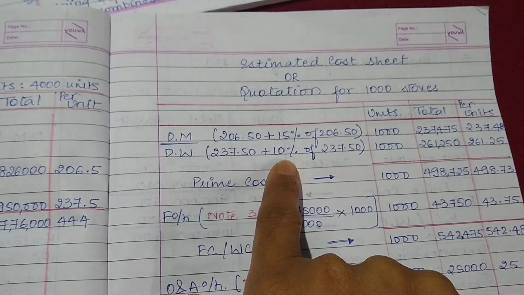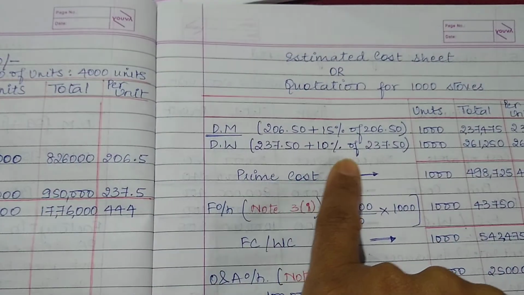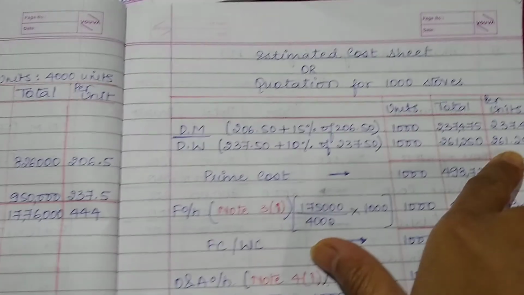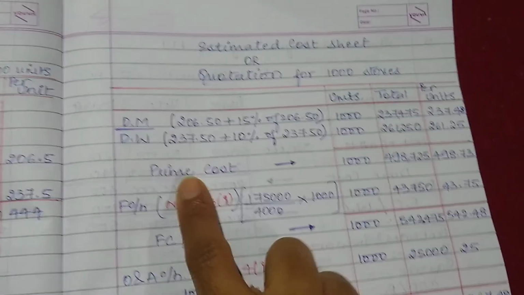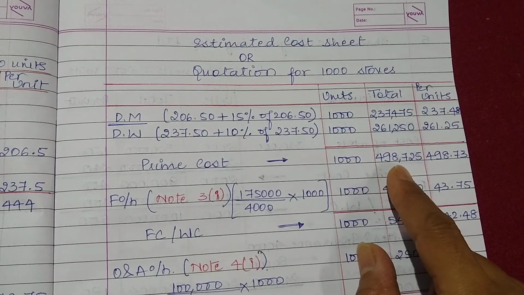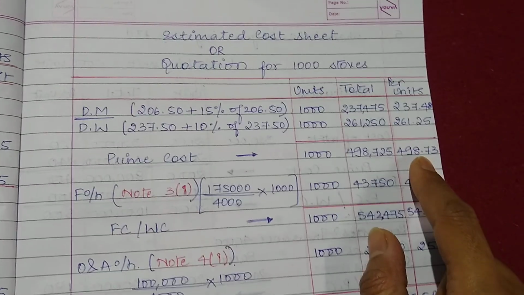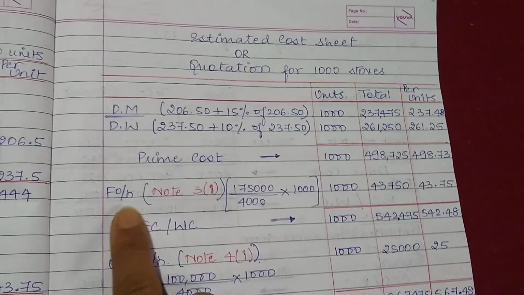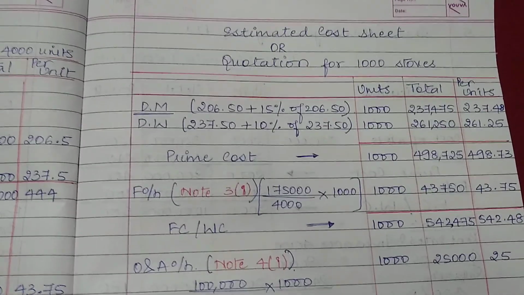Next is your direct wage. Again they have said 10% increase. So 237.5 plus 10% of that, you will have 261.25. After that you will have your prime cost. So your prime cost is 498.73.